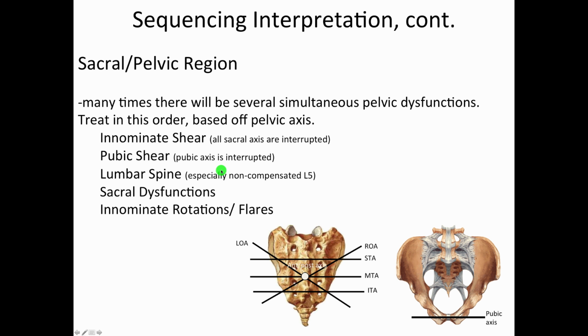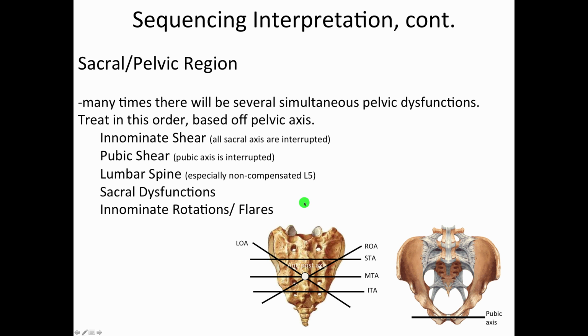Next, you want to evaluate the lumbar spine, especially L5, and the sacrum. So you've treated any shears of the pelvis, you check the sacrum, you get a diagnosis, say you get a left-on-left sacral torsion. Now, that should cause the L5 to rotate to the right and side bend to the left. But what a non-compensated L5 means is that it doesn't do that.